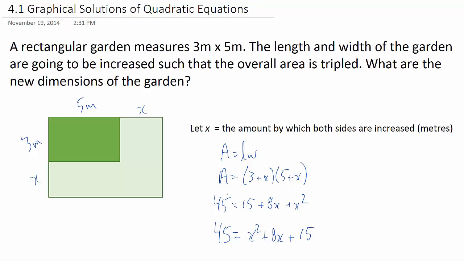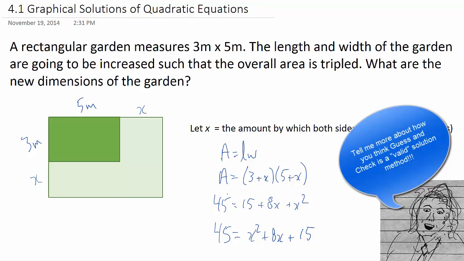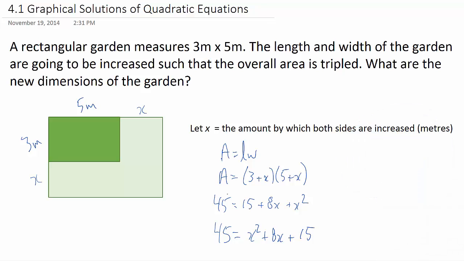Now I could guess and check my way to a solution, which is a valid method, if not potentially time-consuming, tedious, and sometimes misleading in terms of the result that you get. So how else could we solve this? Well, if you think about Math 10, we learned how to solve systems of equations by graphing. And what if I considered this as two separate equations? What if I looked at this as y equals 45 and y equals x squared plus 8x plus 15? I could graph both of these equations and try to find the place where they intersect on the graph.